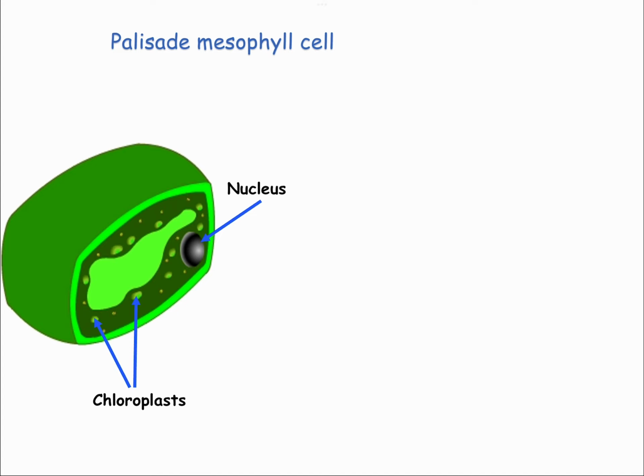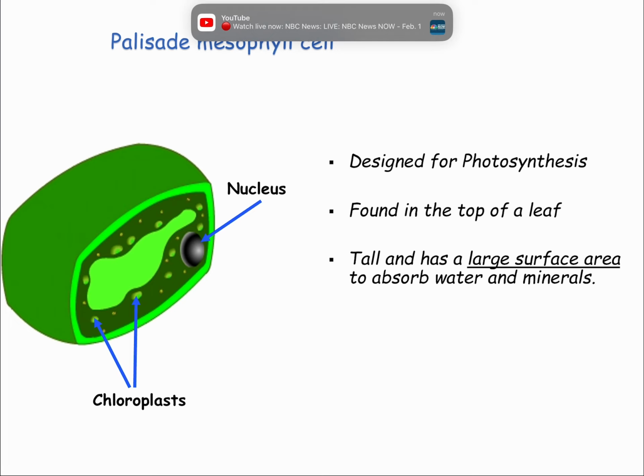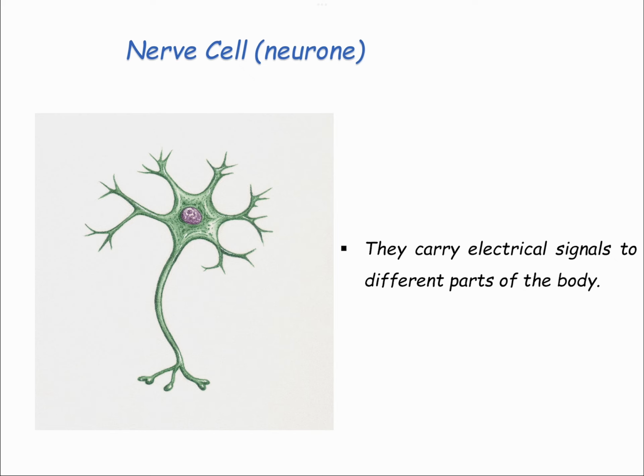Next is the palisade mesophyll. The palisade mesophyll cells are found in the upper layer of leaves. It's these cells which are responsible for photosynthesis because they have a large number of chloroplasts, which is where photosynthesis takes place. They're tall and they have a large surface area to absorb water and minerals as well. They're packed with chloroplasts to help the plant to make food during photosynthesis.